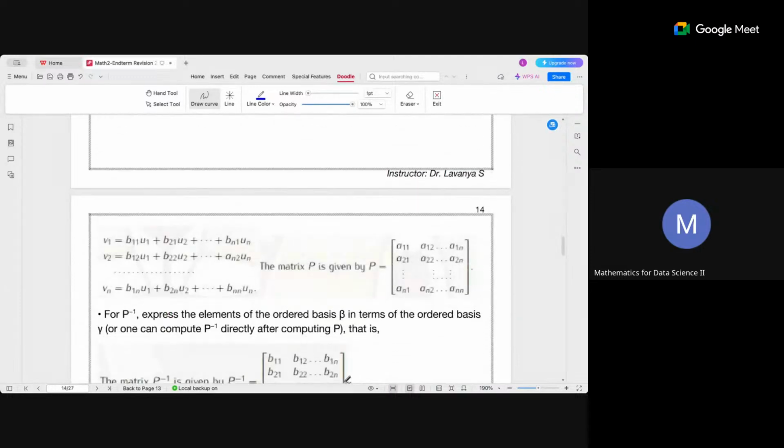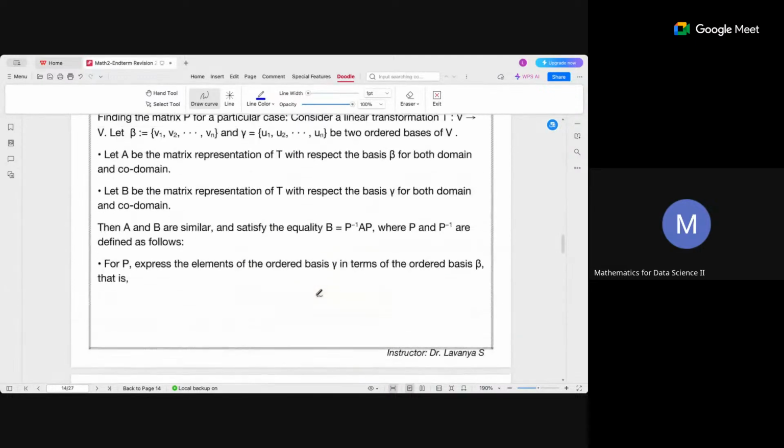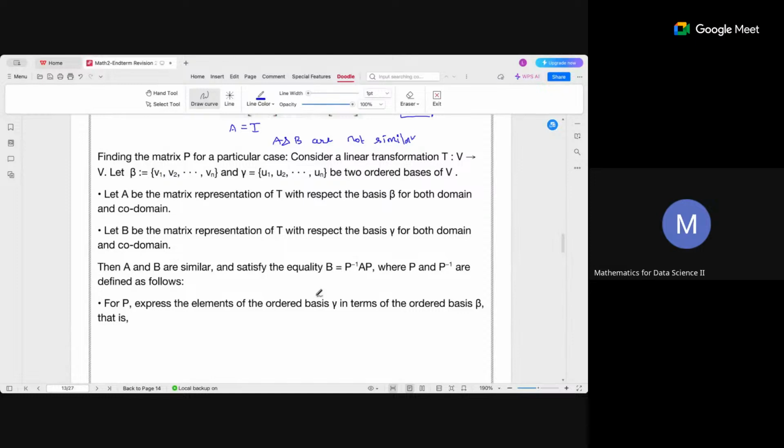What is the technique to find P? I'm leaving it to you to go through. But you should know that if you have two matrices representing T with respect to one basis each, then A and B are similar. So what are similar matrices and what are equivalent matrices? Is that clear to everyone? Yes, ma'am. Fine.